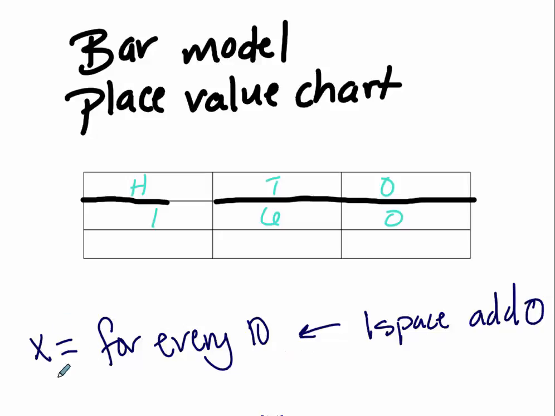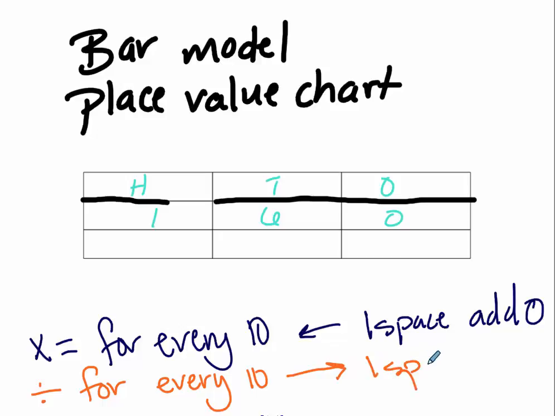Division rules. Here are the division rules. If division is the opposite of multiplication, and multiplication says for every 10, we have to move to the left 1 space, then for division, for every 10, we move every digit to the right 1 space. And then say goodbye to our 0. Bye-bye, 0.